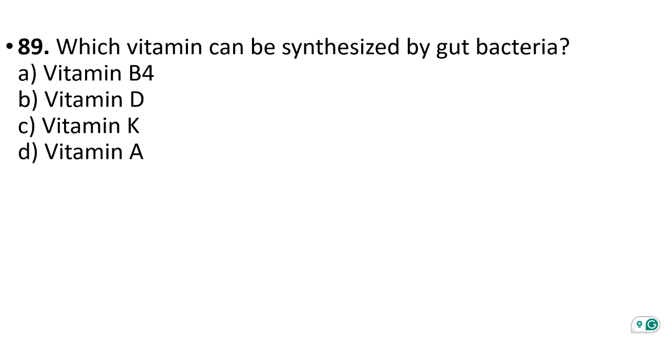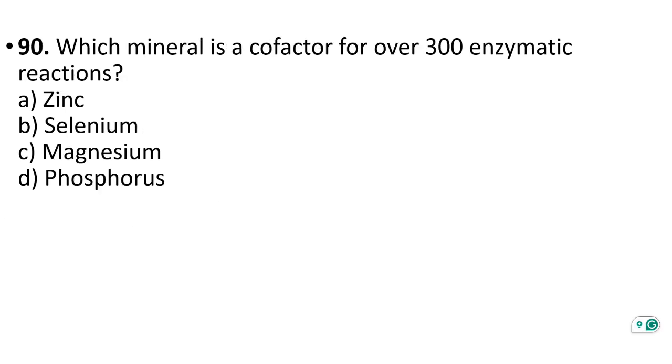89. Which vitamin can be synthesized by gut bacteria? Vitamin B4, vitamin D, vitamin K, vitamin A. The answer is option C, vitamin K. 90. Which mineral is a cofactor for over 300 enzymatic reactions? Zinc, selenium, magnesium, phosphorus. The answer is option C, magnesium.